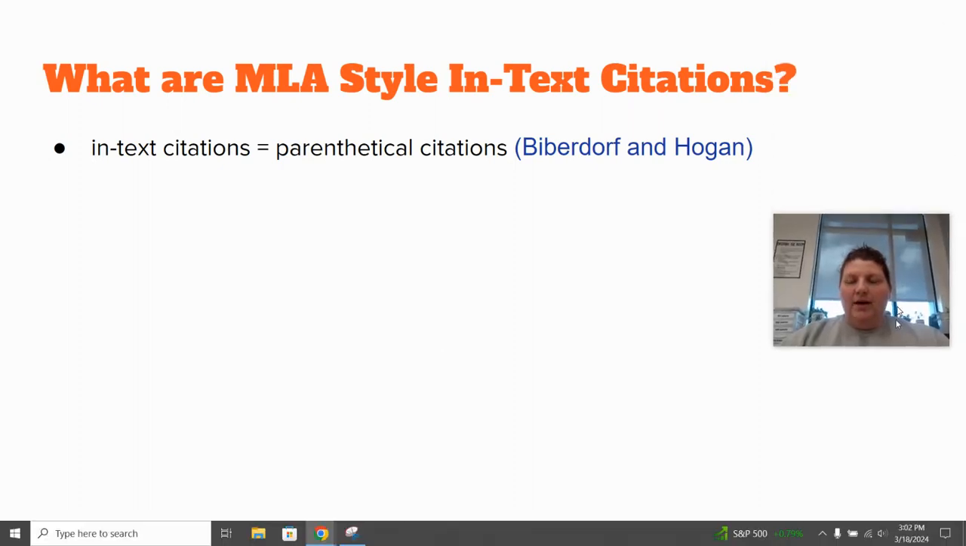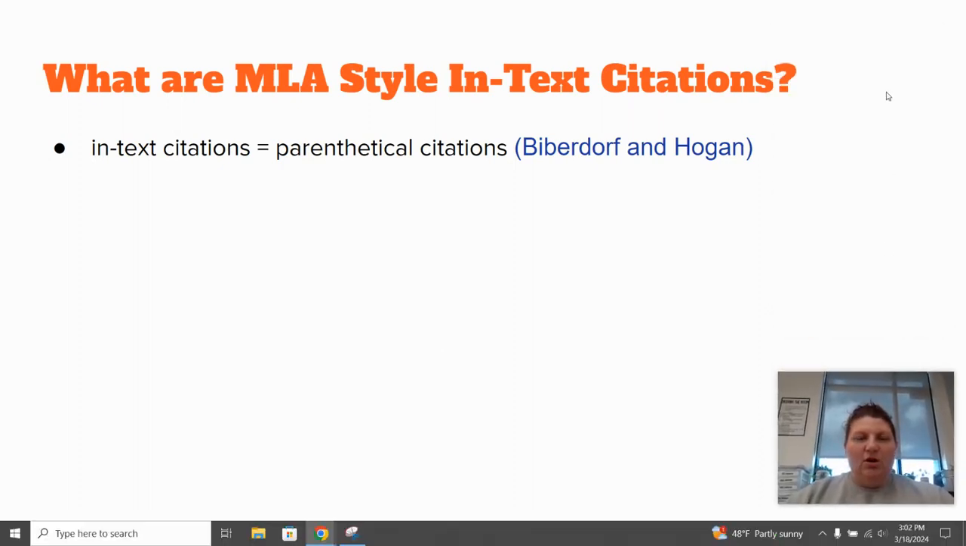Okay, so let's talk about what in-text citations are. So in-text citations means exactly what it says. So citations that are in the text that you have written. Sometimes they are called parenthetical citations because they are in parentheses. This punctuation mark here is called parentheses.